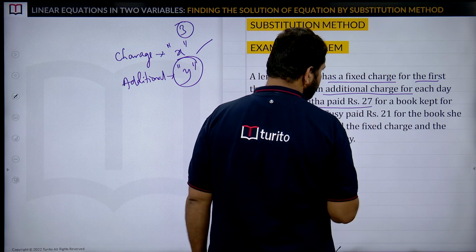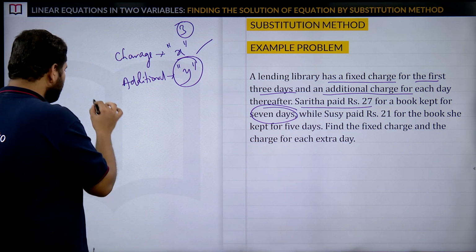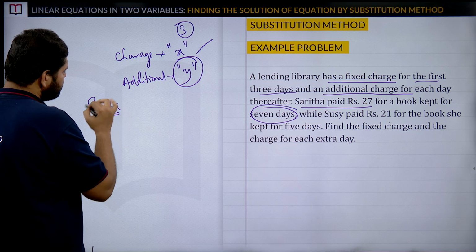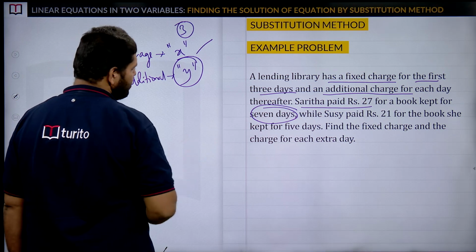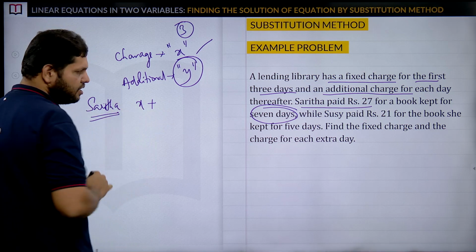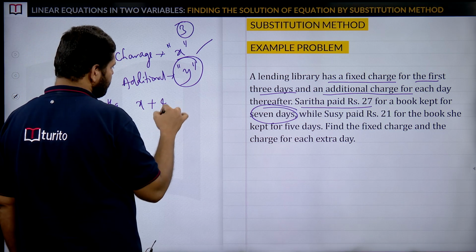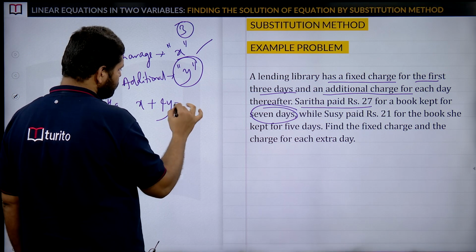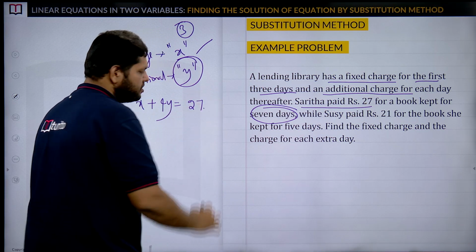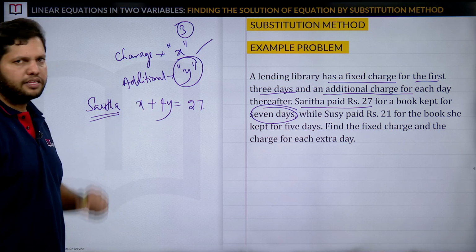Now children, see the first condition. Sarita paid 27 rupees for how many days, children? 7 days. So I am writing the equation for Sarita. She paid for 7 days. This is already 3 days, so x is the amount for 3 days. Remaining days are 4. So 4 into the amount for an extra day, y. So x plus 4y is equal to how much she paid, 27 rupees. That is the equation for Sarita.